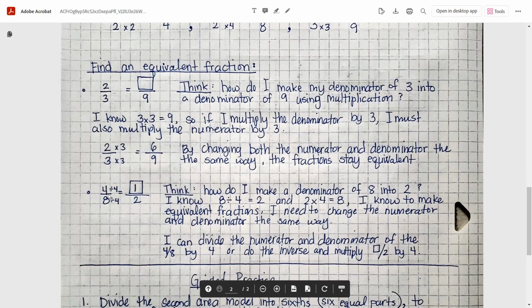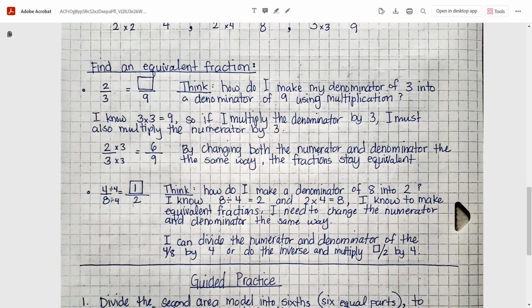Now, if I have 4/8 is equal to something over 2, I can stop and think, how did I get from 4, or how did I get from 8 to 2? Or I can think of it in the opposite way. I can use the inverse. How do I get from 2 to 8? So I know 2 times 4 is equal to 8. So that means 8 divided by 4 is equal to 2.